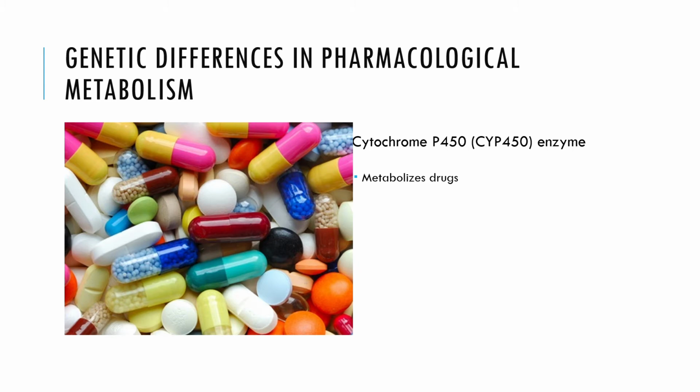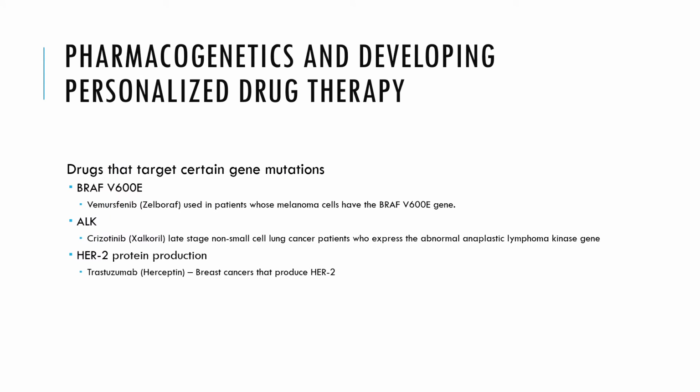We'll talk about this shortly. You don't need to know these, but again, in pharmacogenetics, when we do develop personalized drug therapy, there are certain gene mutations that people have, like the BRAF V600E or the ALK or the HER2 protein.